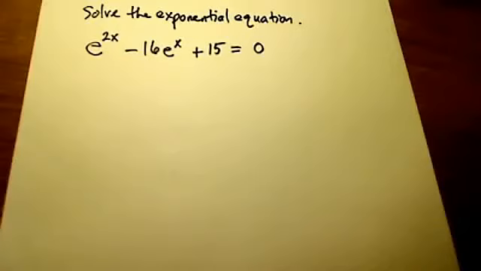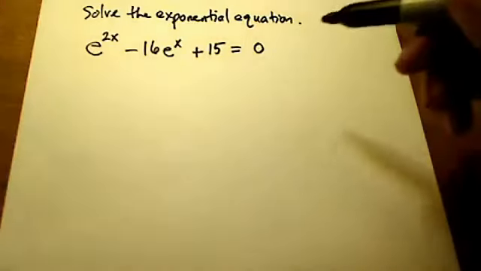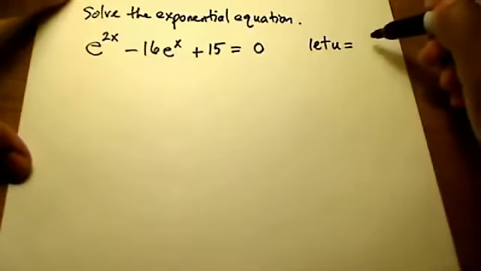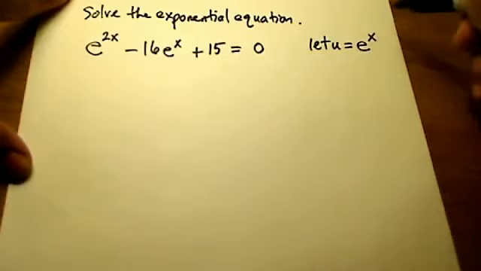Hello, this is Professor Poyser, and I want to show you how to solve this exponential equation, which is e to the 2x minus 16 e to the x plus 15 equals 0. What the book suggests we do first is we choose a variable like u, and we'll let u equal e to the x.